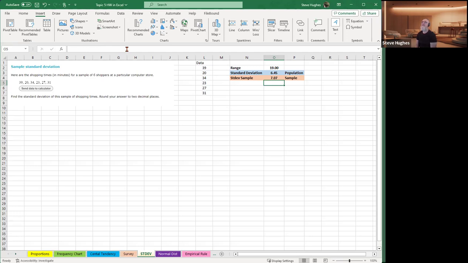The standard deviation is the measure of dispersion. It tells you how far the data is dispersed, okay? From our group here, you can see we only have 6 numbers and they are dispersed quite widely. I've got some different numbers over here: 39, 20, 34, 23, 27, 31. So we go from 20 to 39, which is 19.